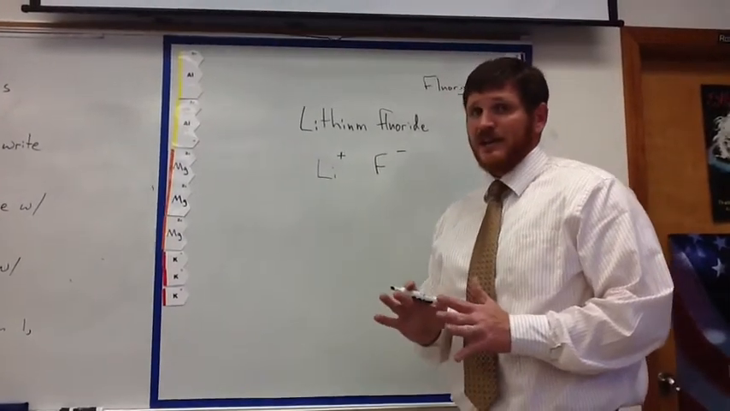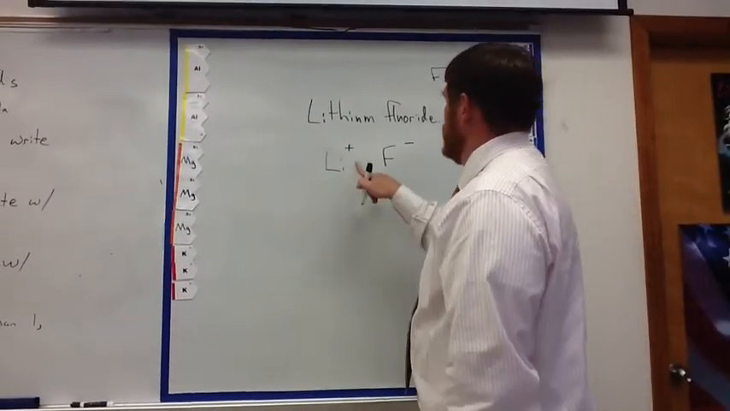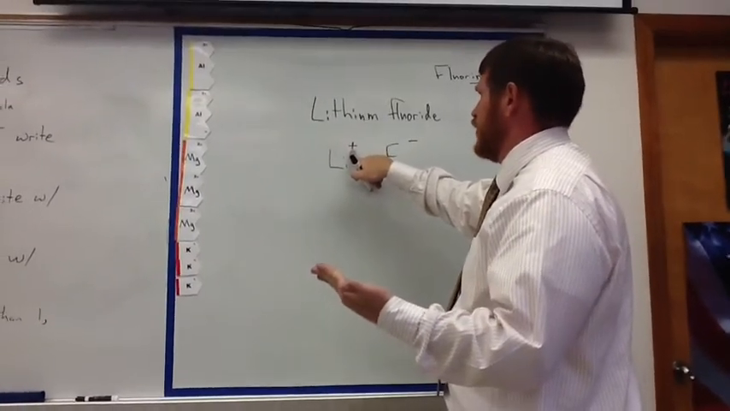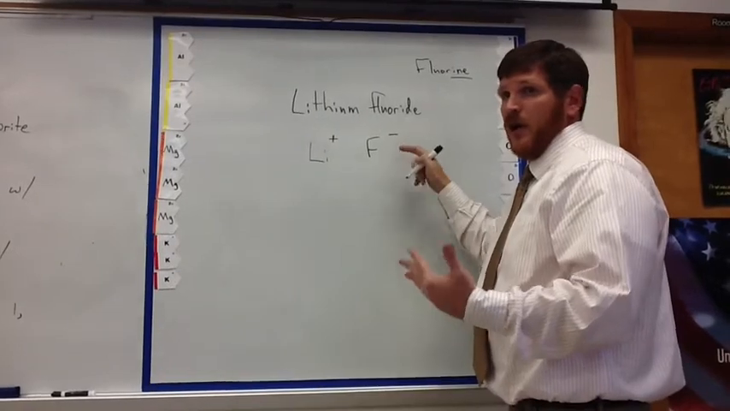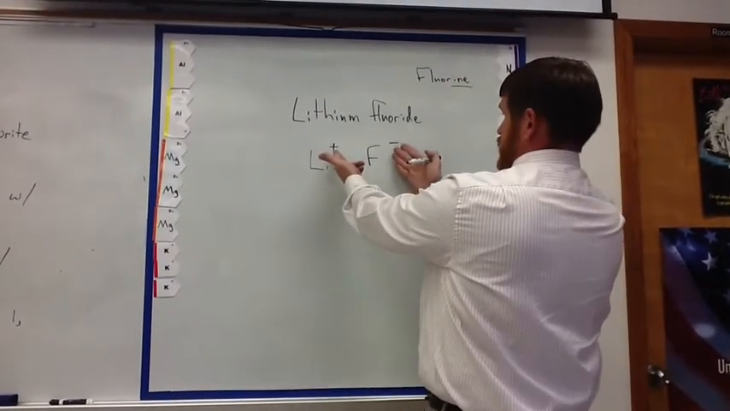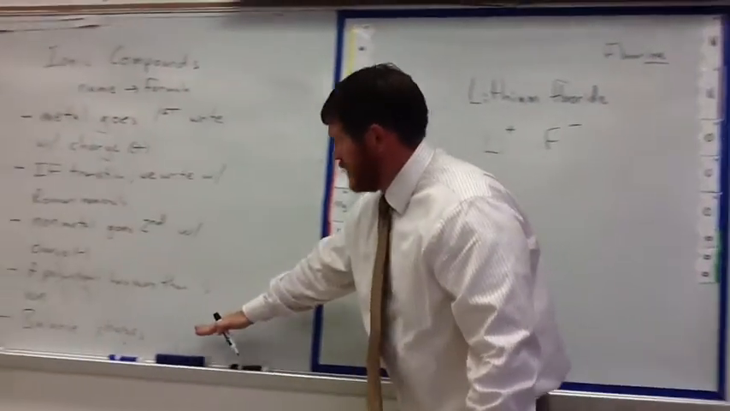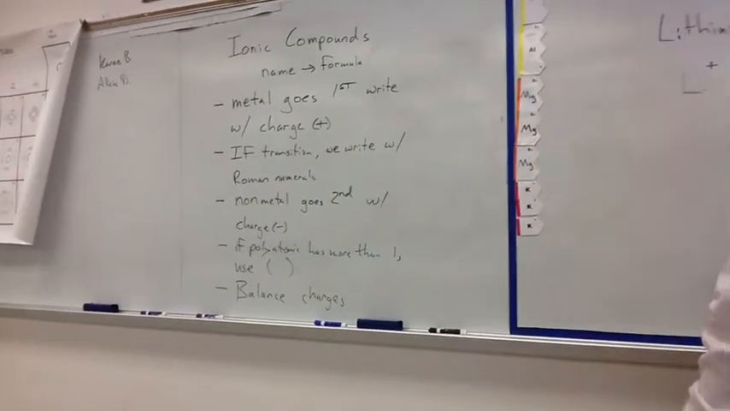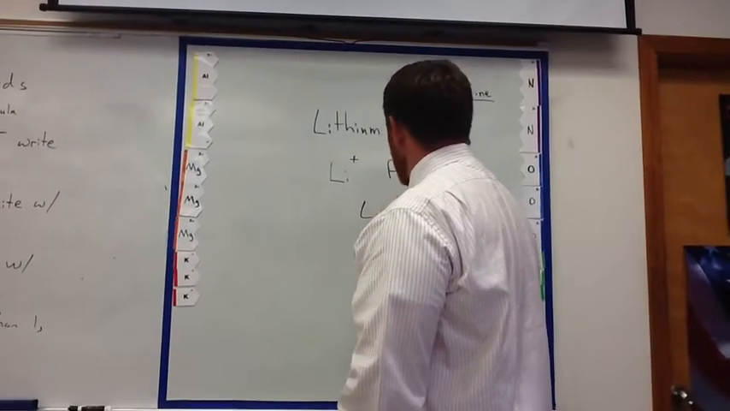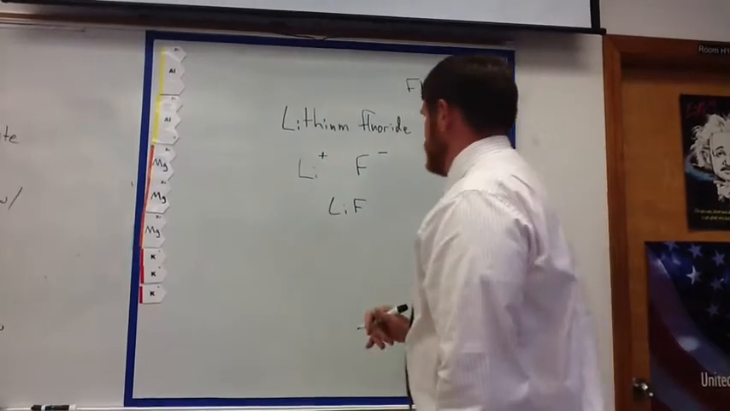So I have a 1 positive, I have a 1 negative. There's several ways I can do this. I'm going to show you several different ways to do it. What I like to think of is I have 1 positive and 1 negative. Overall, what happens to them? 1 and 1 balance out, right? 1 positive, 1 negative, so they offset. So when I'm down here at my balancing charge step, the charges just are balanced. So I'd write LiF. That's one way of doing it.